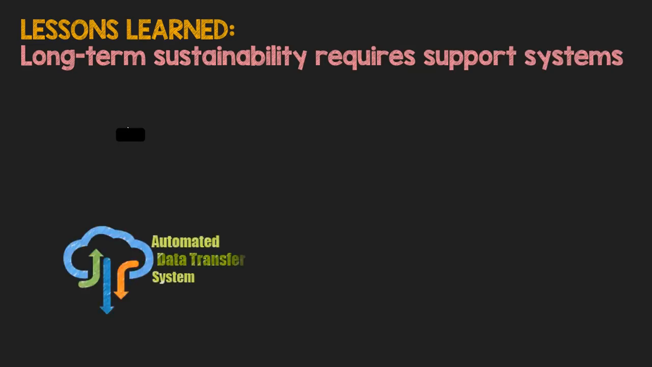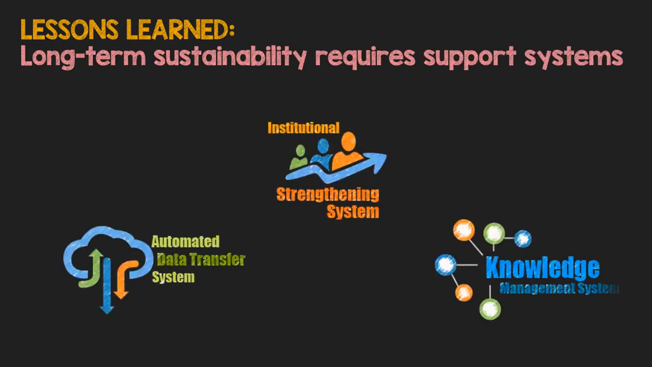And finally, we learned that to allow for long-term sustainability, support systems need to be in place. In our case, we have developed 3 support systems. The first one we call the Automated Data Transfer System, which basically does what it says. It allows for automatic transfer of information from the 16 government institutions to the central system without the need of user intervention. The system is in place and works because we have the governance framework that we have talked about.